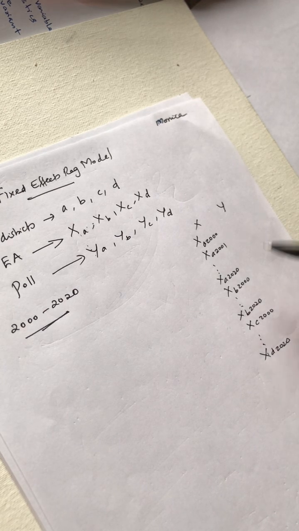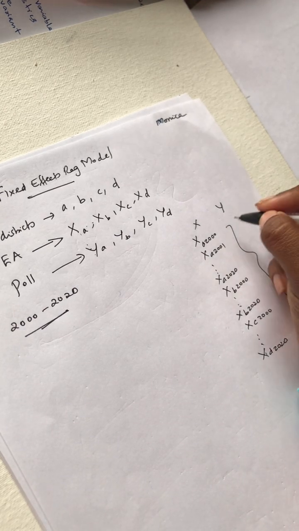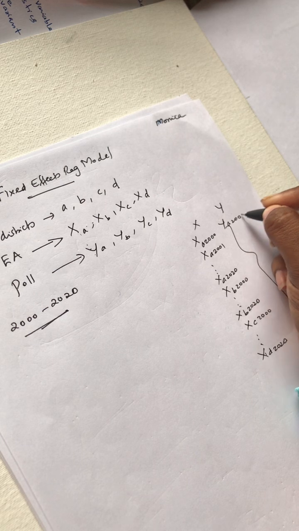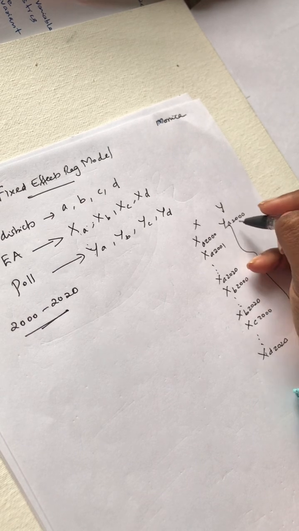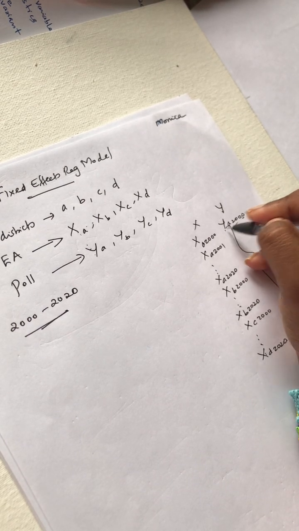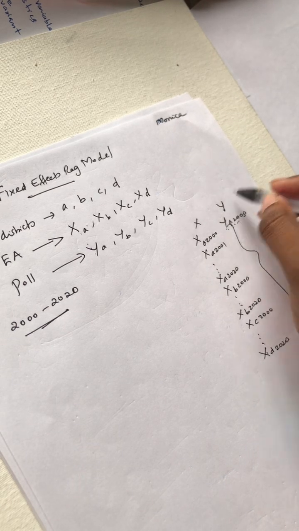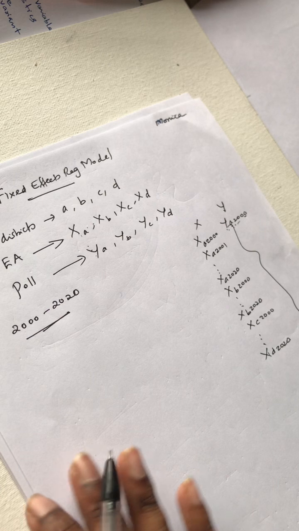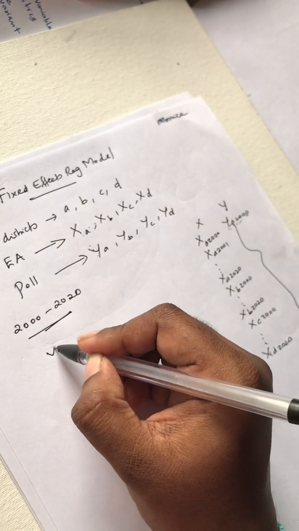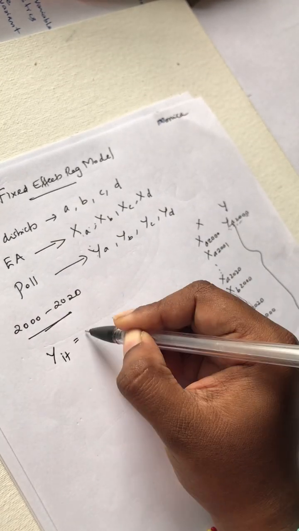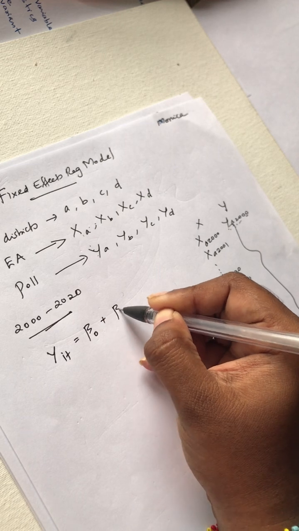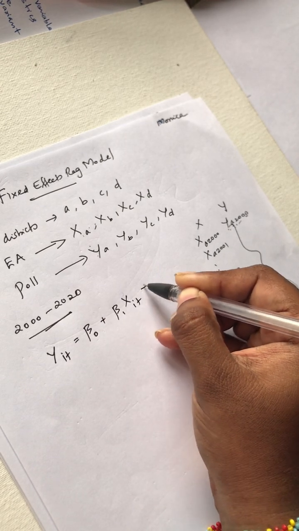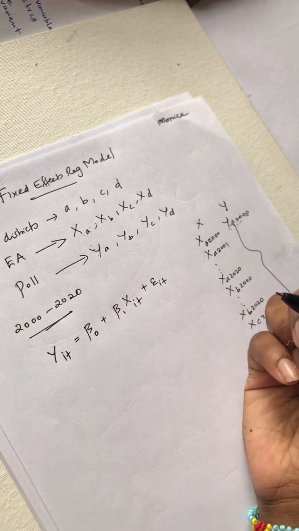Now, similarly, the Y variable will also be like that. YA 2000: what is the value of pollution at that particular year for that particular district? So this is our panel data. When we want to formulate a regression equation, we would simply write it as Y_it equals beta naught plus beta 1 X_it plus epsilon_it.